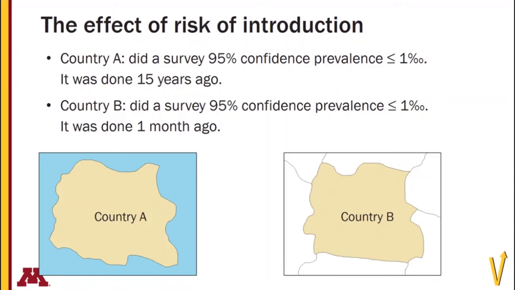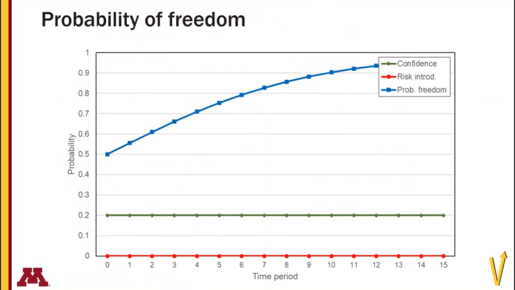In this case, the conclusion is that the probability of being free of disease decreases over time, and it's also very affected by the risk of reintroduction of animals, and it increases when the surveillance is frequent and has a high level of confidence. To reinforce the above, we'll see a series of graphs that illustrate the impact that the level of confidence of the surveillance system, here shown by the green line at the base, and the risk of disease introduction, shown by the red line, have on the probability of remaining free over the time, which is shown by the blue line.